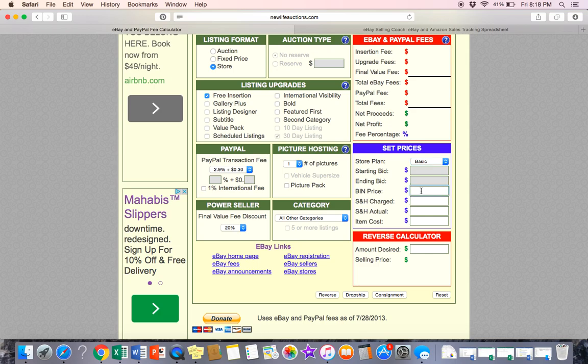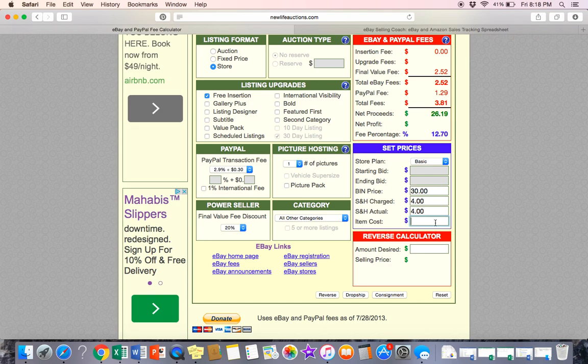And since it's a buy it now, I'm going to put in an example of $30. Shipping and handling charged, I usually charge exactly what the shipping fee is because I use calculated shipping. So we're just going to put in $4 there, and that's going to be a wash.